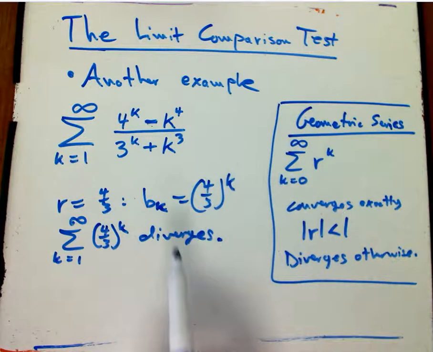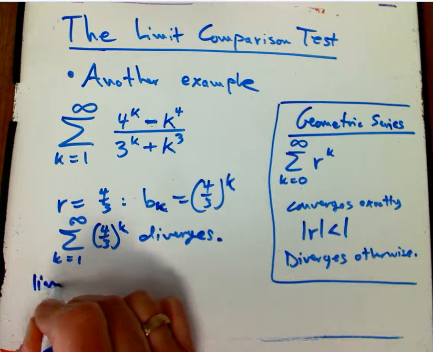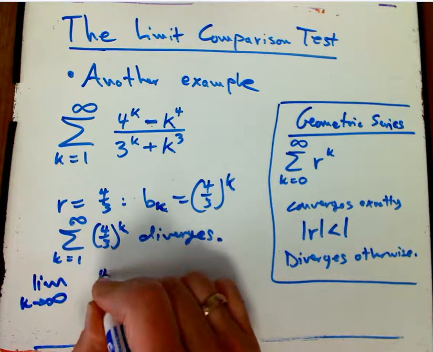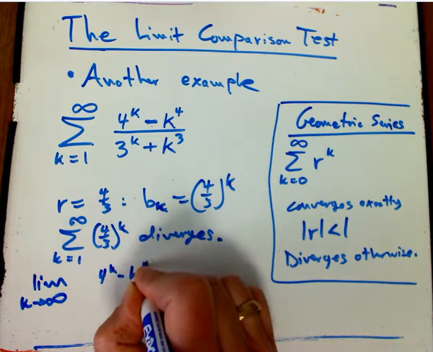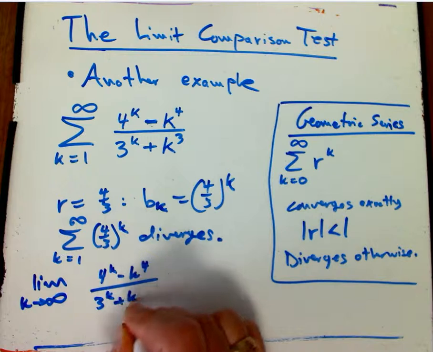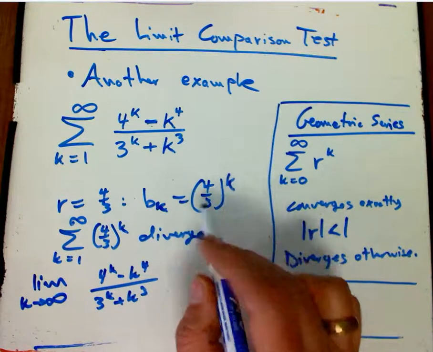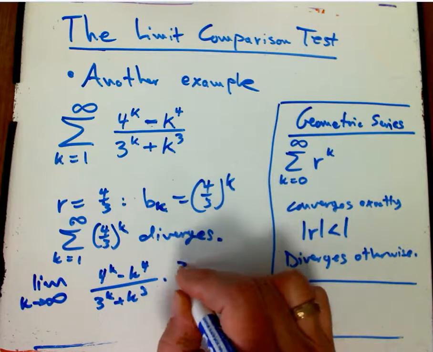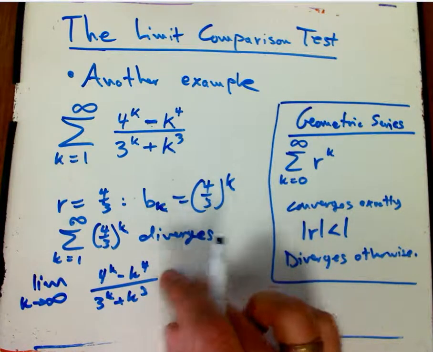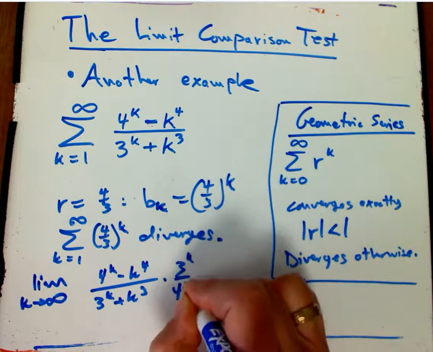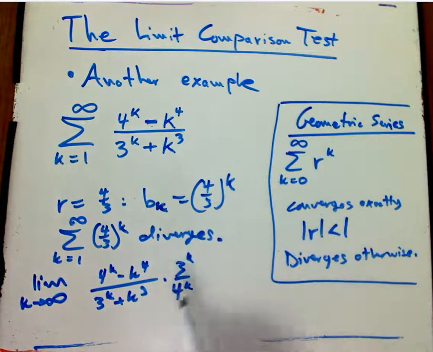Okay, so we just want to take the limit as k goes to infinity of our series divided by 4/3 to the k. In other words, times 3/4, 3 to the k over 4 to the k. But you know what? It's going to be nice to write it differently.